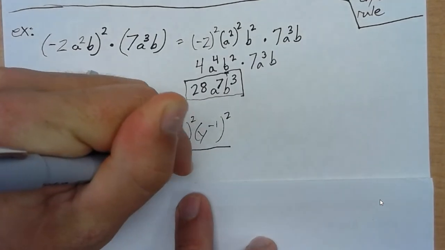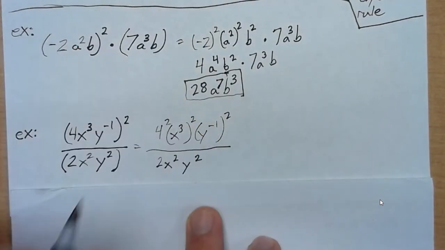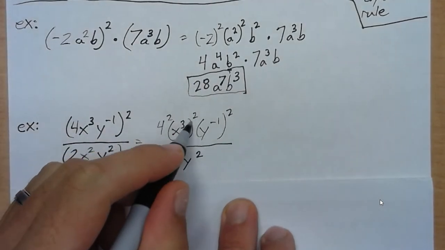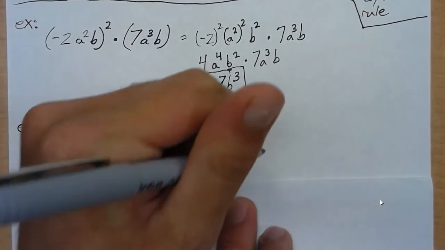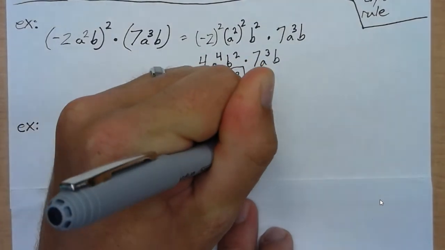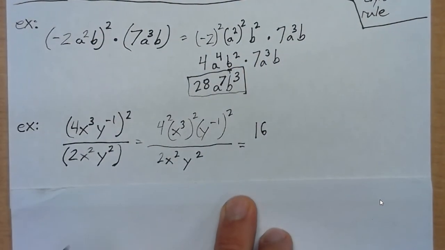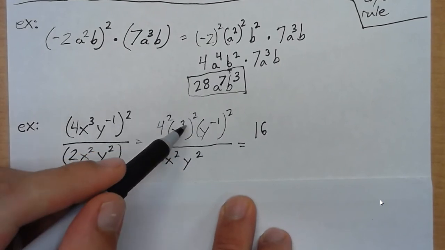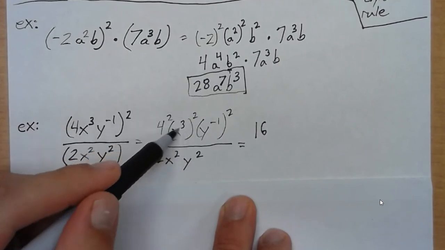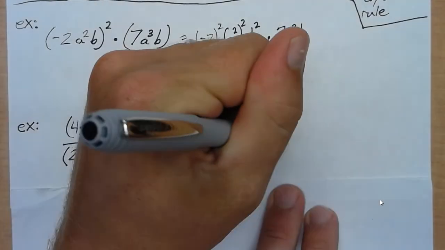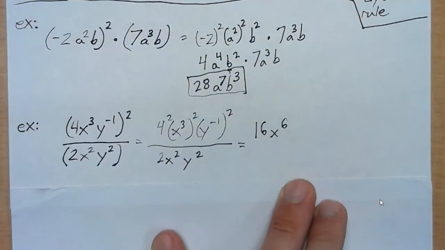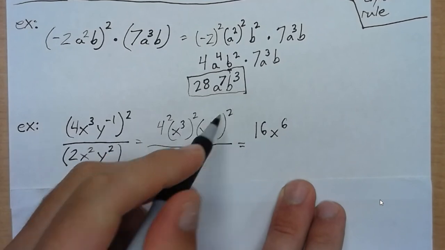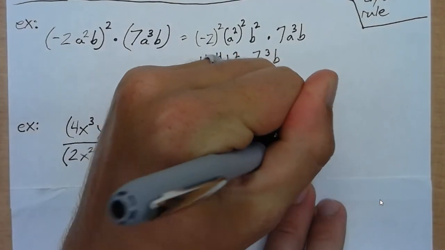The denominator has remained unchanged so far. So now I'm just going to simplify these out. 4 squared is 16. X cubed to the second power, that is the power rule, so multiply those exponents together. X to the sixth. And then again, -1 times +2, that's y to the -2nd power.